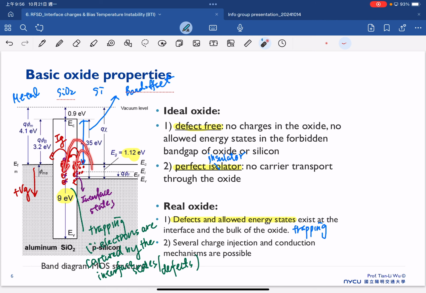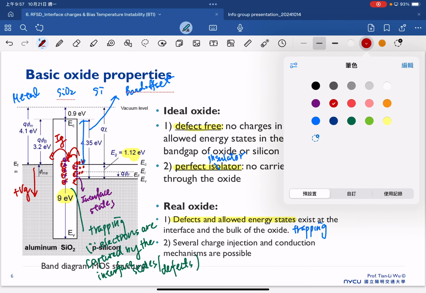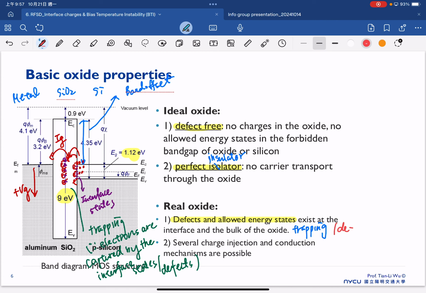So the problem is that it becomes very difficult to predict how long the electron will stay here, and after how long, probably after 1 month, the electron finally goes out to the other side. That's what we call detrapping. So that becomes the problem because we don't know how to estimate.